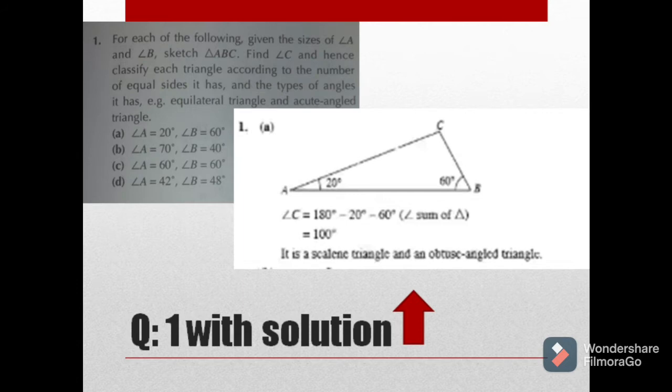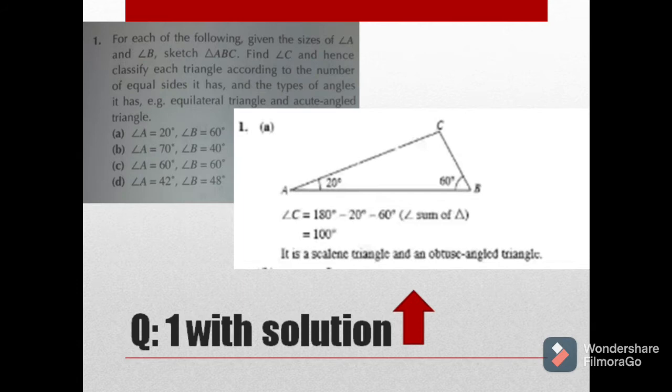So now basically everyone knows how many angles there are in a triangle. There are only three, in which two angles' values are already given, and you just have to find the third angle. Everyone knows that the sum of all angles in a triangle is equal to 180 degrees. So we are going to subtract the other two values from 180 to get the value of the third angle. I subtracted 20 degrees and 60 degrees from 180 and I got the answer as 100 degrees. So the third angle is equal to 100 degrees.